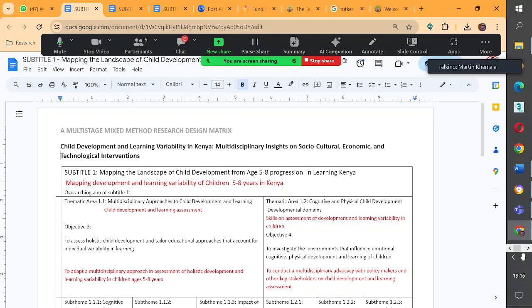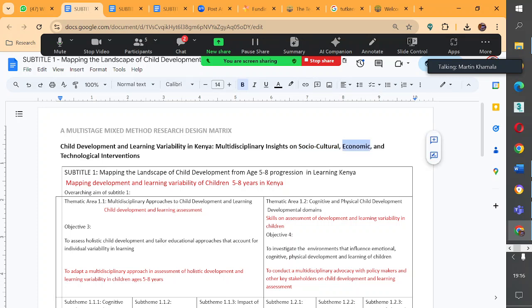If I may just say one or two things about just this part to make it clear, in as much as we're looking at child development and learning variability, in as much as we're doing that within Kenya, we are arguing that there are three, but of course not limited, but these three are considered most important areas that would form sub-themes in our study. One being social-cultural, to incorporate the family, community, and you can say national impact on the child development and learning.